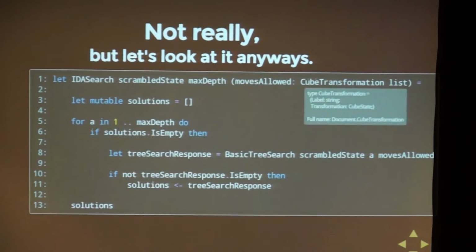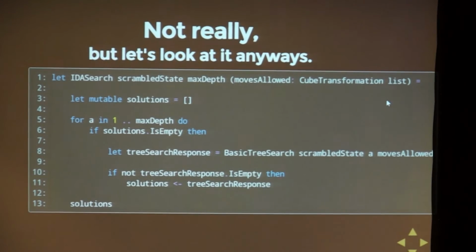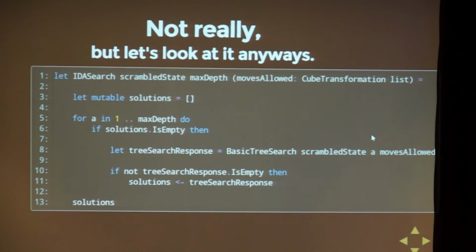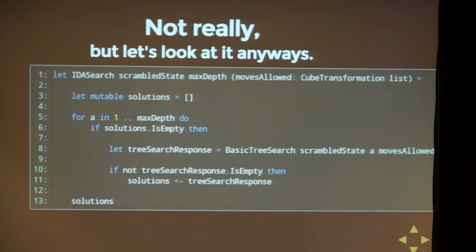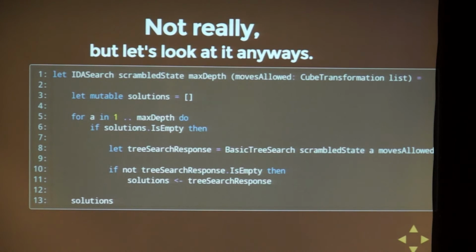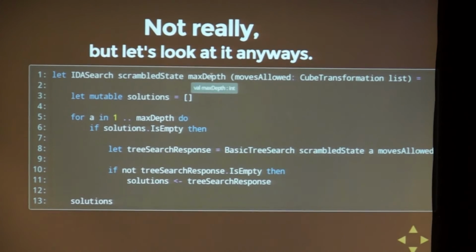Basically, given a max depth, let's say 10 in this case, a scrambled cube, probably a solved cube, and a number of allowed moves, we are going to call the tree search internally, and iterate upwards: call the tree search for level 1 deep, then level 2 deep, and level 3 deep, et cetera, until we get some solution. Hopefully, the max depth is large enough that we can actually get a solution.